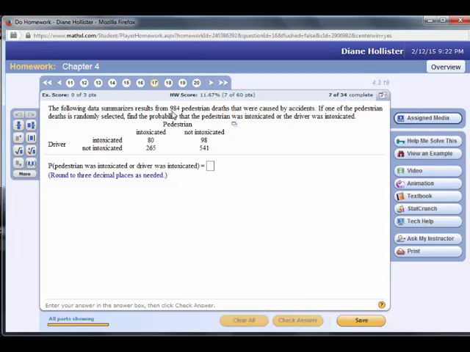If you would prefer, you can use a more formal formula, and you can have the probability of intoxicated pedestrians, which would be 345 out of 984, plus the probability of intoxicated drivers, which would be 178 out of 984, minus the overlap, which would be 80 over 984. Either way, you'll get the same answer.